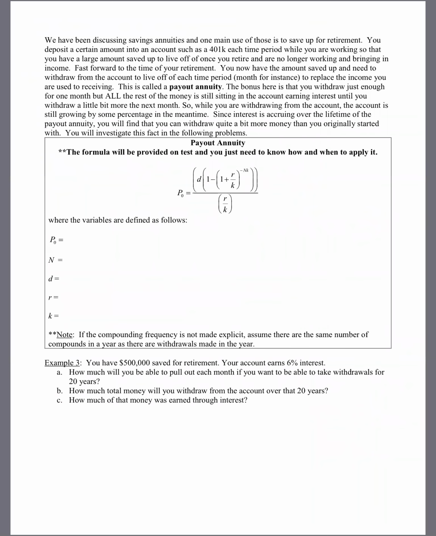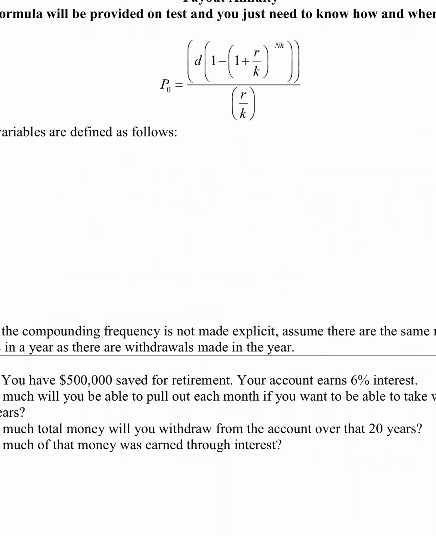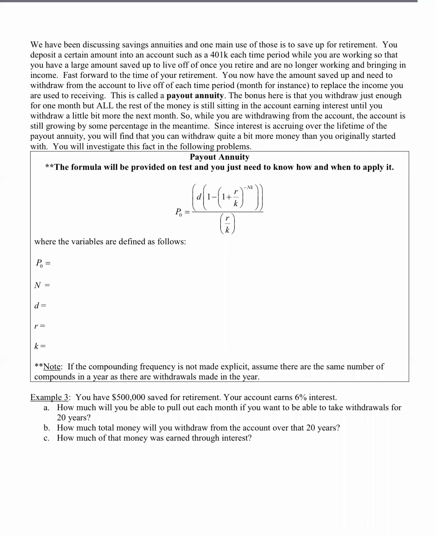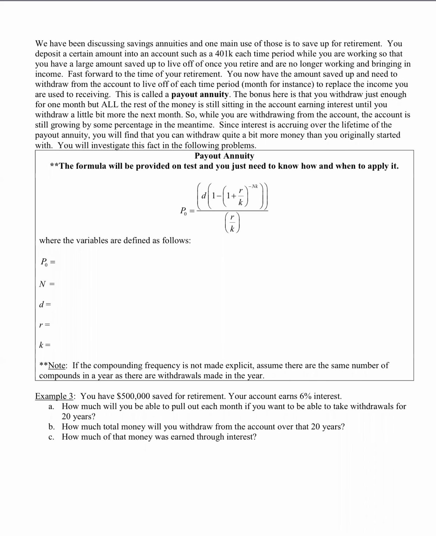Okay. So our next one is called a payout annuity. It's very similar to the other one. The formula is similar, a little bit different. The idea with this one is now you're taking regular withdrawals.